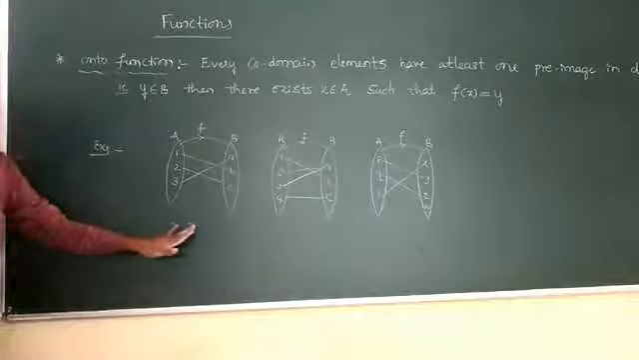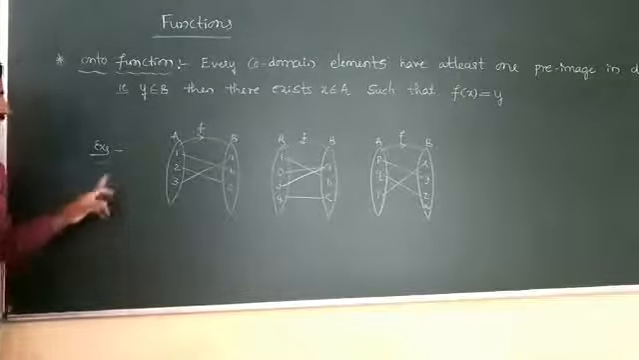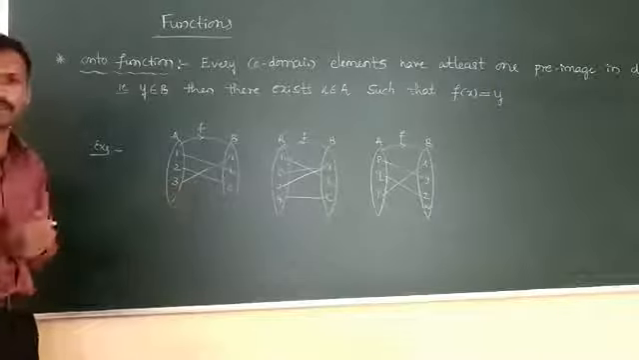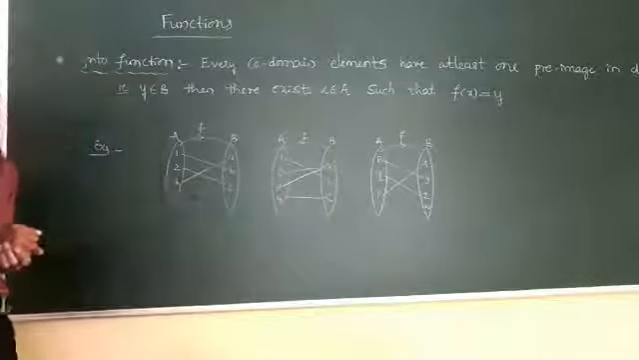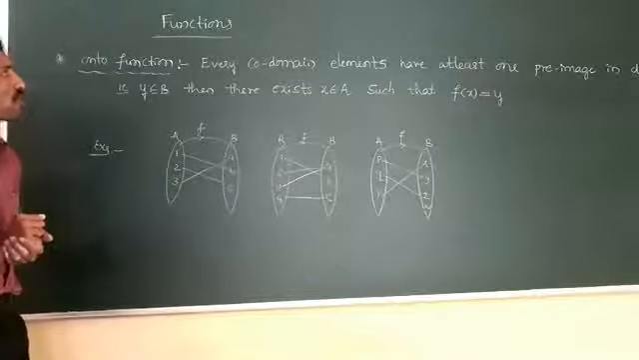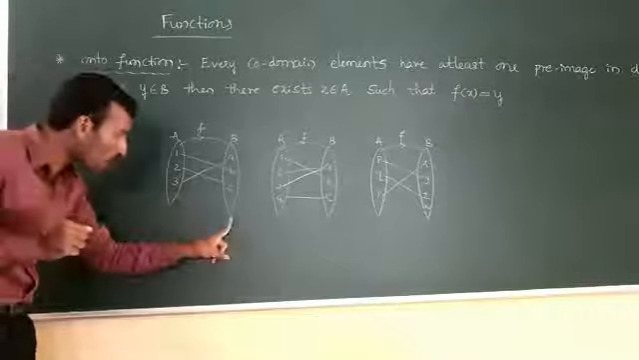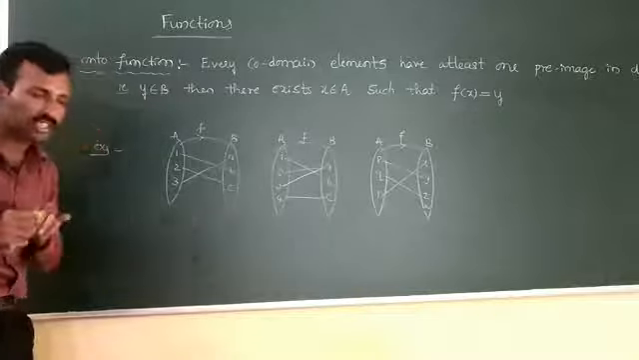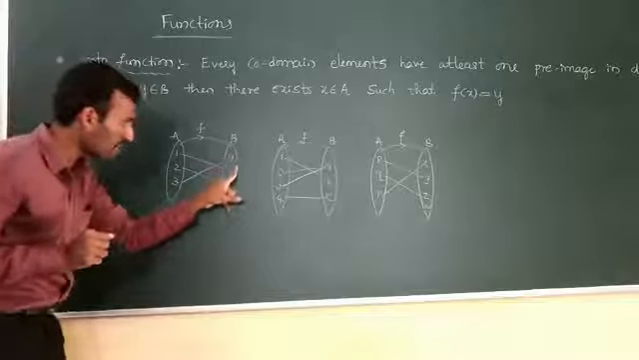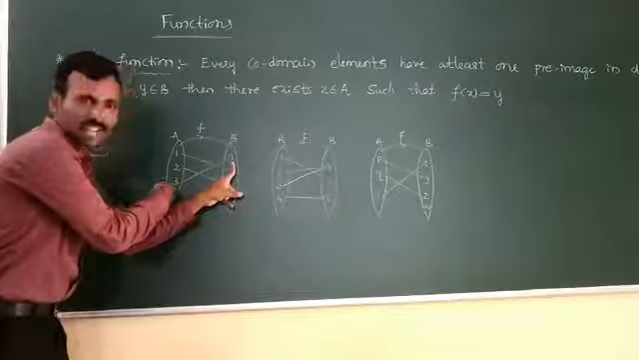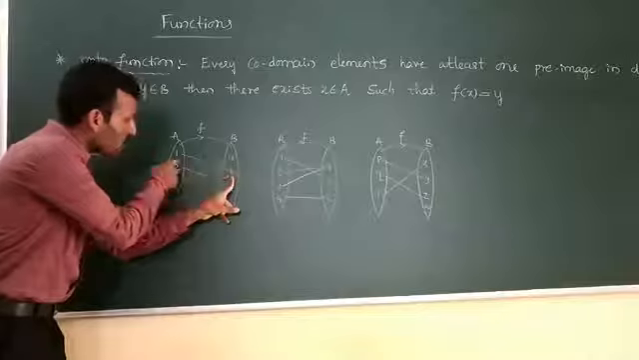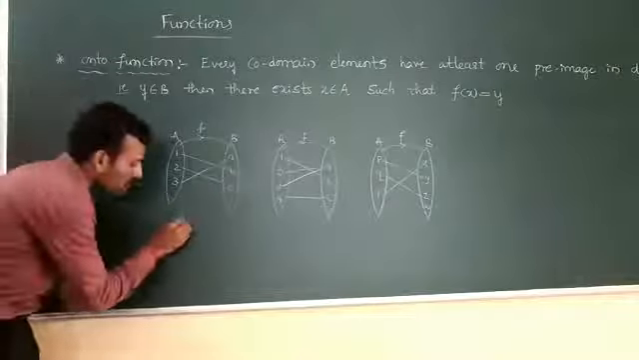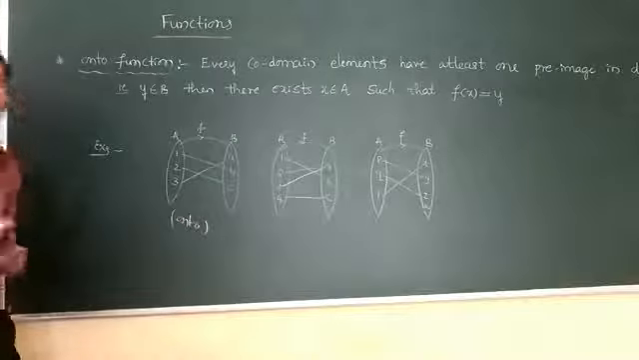Okay, an example I show here. This is a function. Which type of function? We have already seen that this is a one-one function. Is it an onto function or not? Onto function tells that codomain elements have at least one pre-image in domain, right? Codomain elements are A, B, C. A has a pre-image 3, B has a pre-image 1, and C has a pre-image 2. Definitely this function is an onto function.